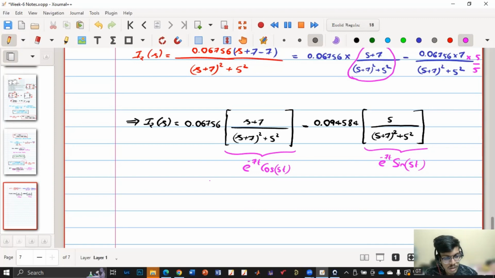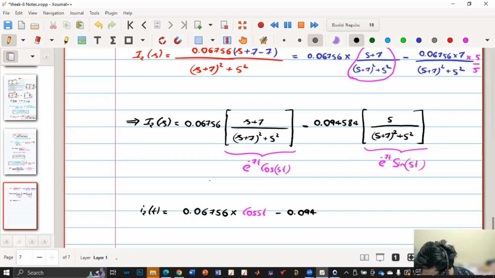Yes, sir. Okay. Now, what we'll be doing? We'll be writing I2 of t. So I2 of t is 0.067 into cos 5t minus 0.094584 into sin 5t, and it has that e to the power minus 7t term. There is less than a minute, so if this meeting ends, kindly join me.